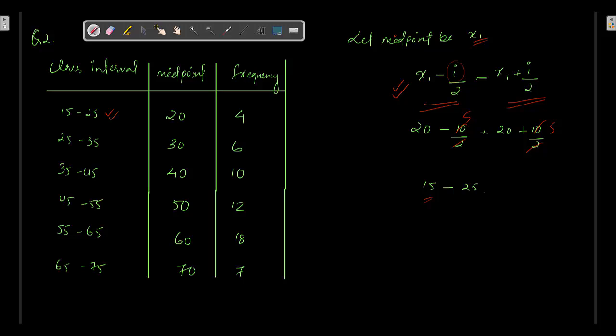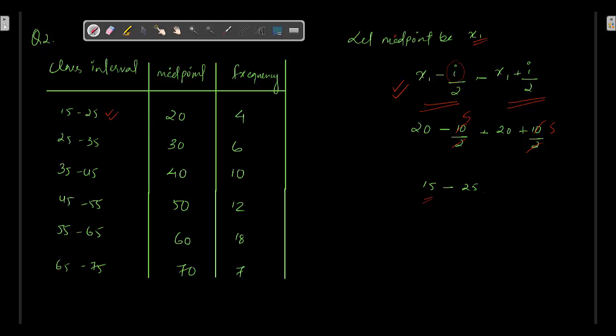For the rest of it, you don't have to keep doing it, because if the class size is uneven, then only you will have to prepare all the class intervals. But if the class size is all the same, that means the difference between the class intervals is also the same. So what you can do is 15 to 25. Next, you can just write 25 to 35, 35 to 45, 45 to 55, 55 to 65, and 65 to 75.